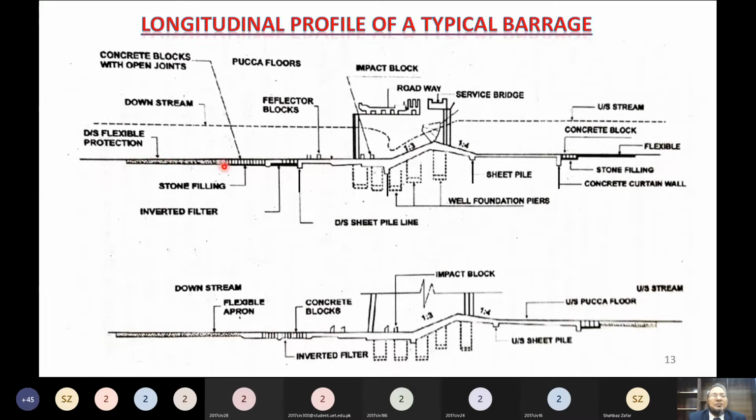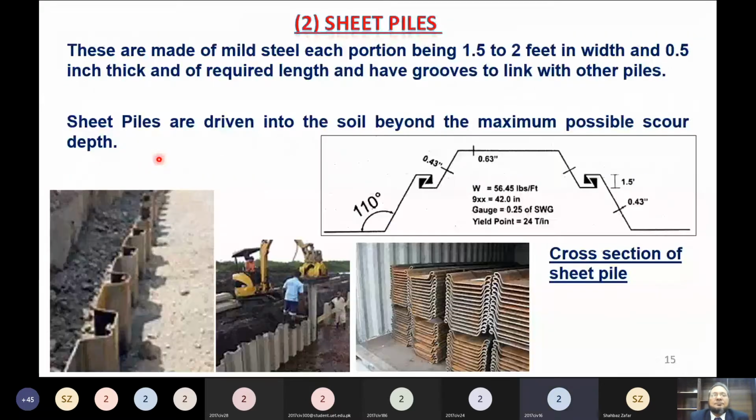On the downstream side, where do we provide it? On the downstream of the inverted filter. All right. Yes, sir.